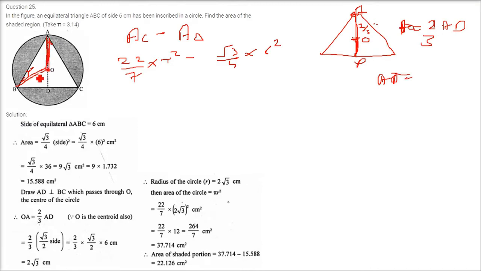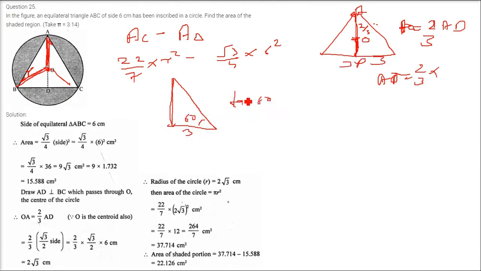Okay, this is the radius, this is the radius, this is the radius. So AO will be 2/3 of AD. Now for AD, again we'll take this triangle. This AD we have to find out. This is a 60 degree equilateral triangle, and the side is 6. So when we drop a perpendicular, this will be 3, this will be 3.